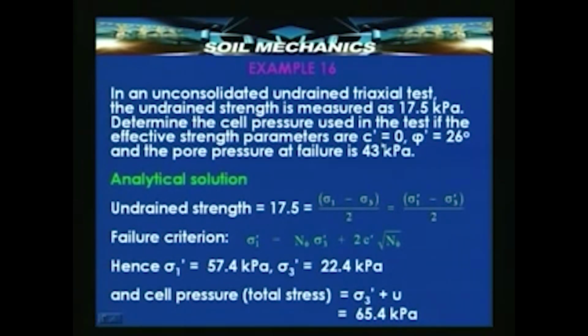We use this failure criterion which gives us a relationship between sigma 1 dash and sigma 3 dash. Since we know here the pore pressure value and also the undrained strength, sigma 1 minus sigma 3 by 2, we can use this relationship and calculate sigma 1 dash and sigma 3 dash. And so once we know sigma 3 dash, using the value of pore pressure 43 kilopascals, we can calculate the total cell pressure, which is the unknown.